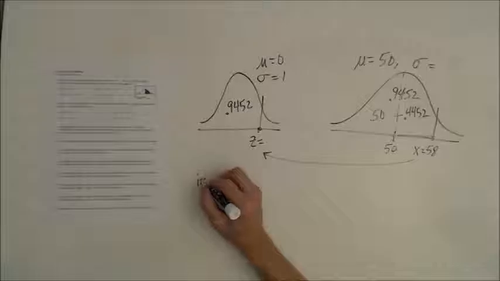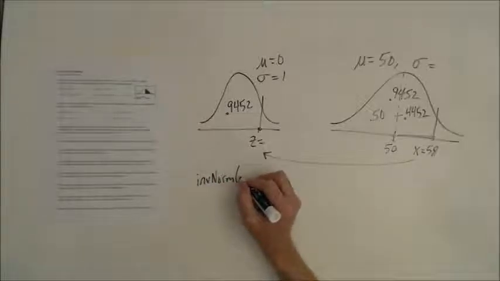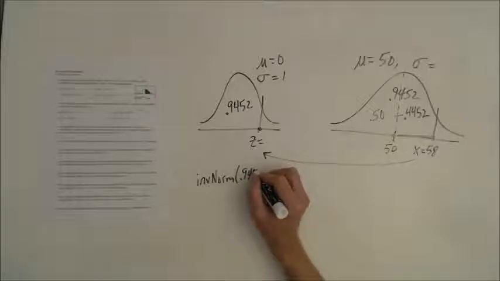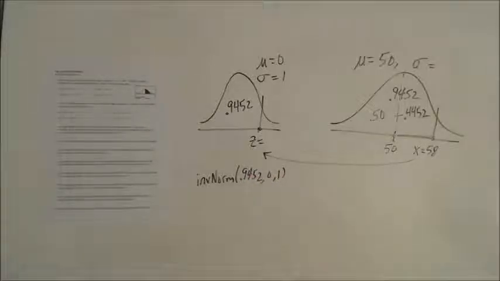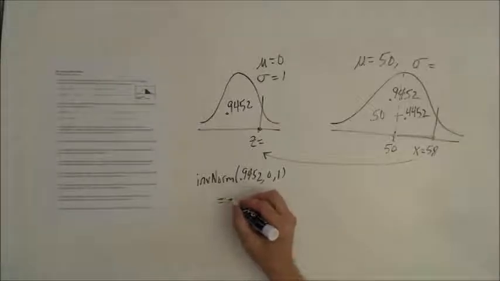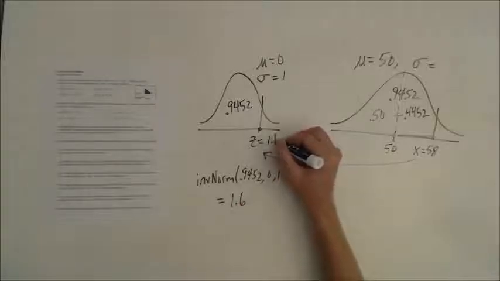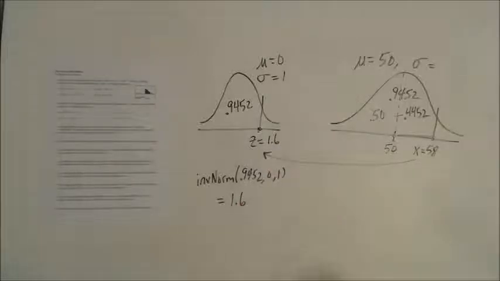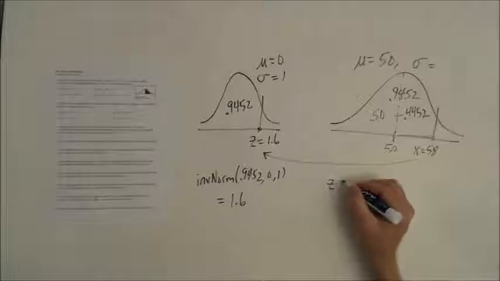The value of z can be found using the inverse normal command, based on an area to the left of 94.5% and our known mean and standard deviation of 0 and 1 for the standard normal. Computing this value, we find a z-score of about 1.6. Thus we know this value of 1.6 corresponds to our value of x equals 58 based on the z-score formula.